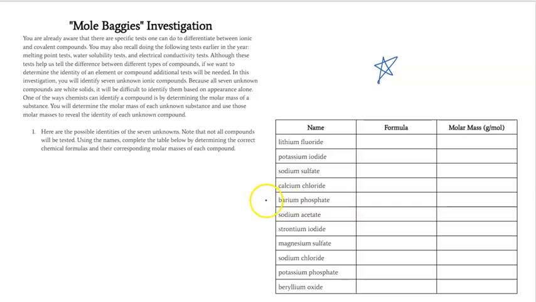So for example, let's go barium phosphate. Why not? Barium we know is +2. It's in group 2 on the periodic table. Phosphate, that ATE ending tells you it's a polyatomic ion, and if you go to your polyatomic ion list, you'll see that it is a -3. So our formula is going to be Ba3(PO4)2.